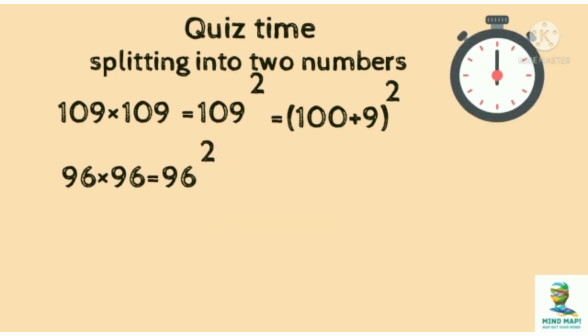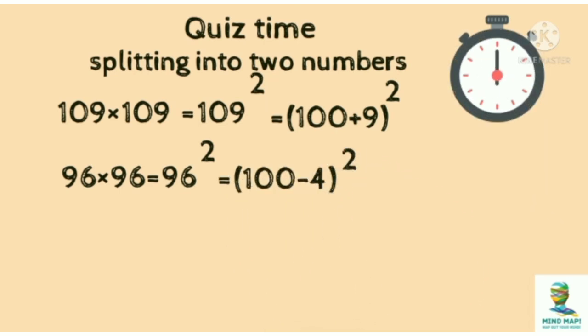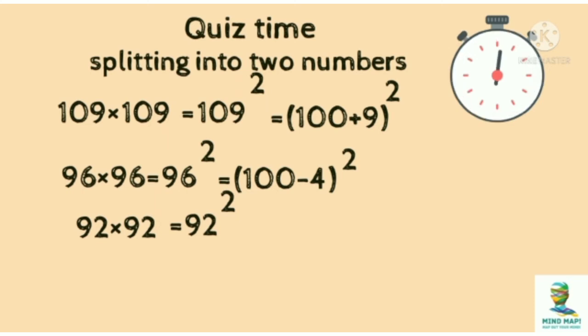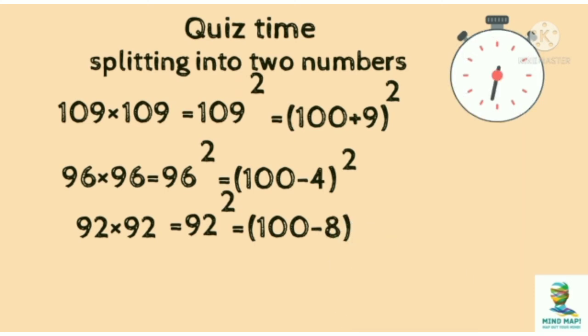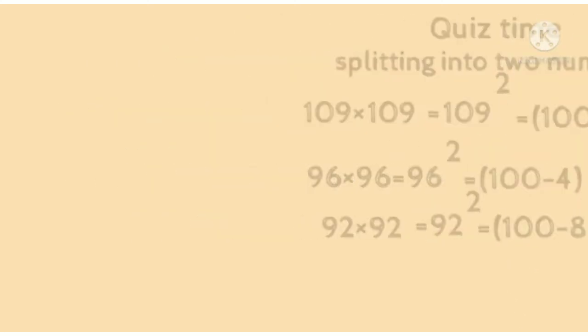Next I have 96 square. The first number will be 100. So in order to get 96, I need to subtract 4, that is 100 minus 4, which gives me 96. Next I have 92 square, so the first number will be 100. In order to get 92, I should subtract 8. So I hope the splitting part in solving is more clear now.